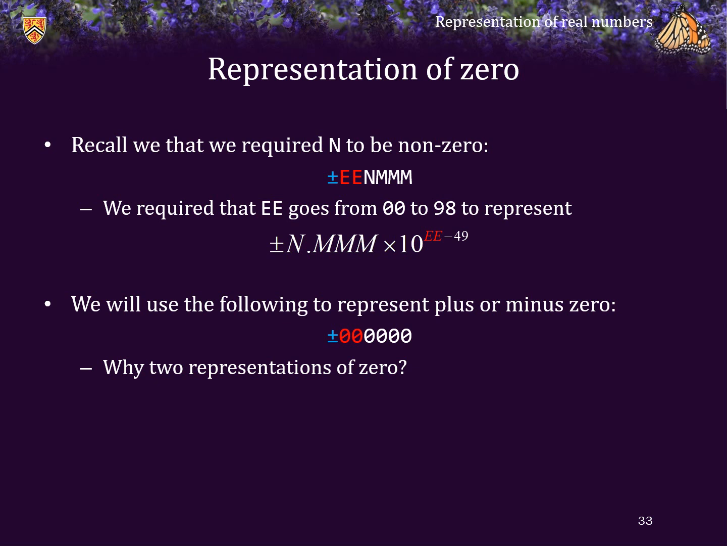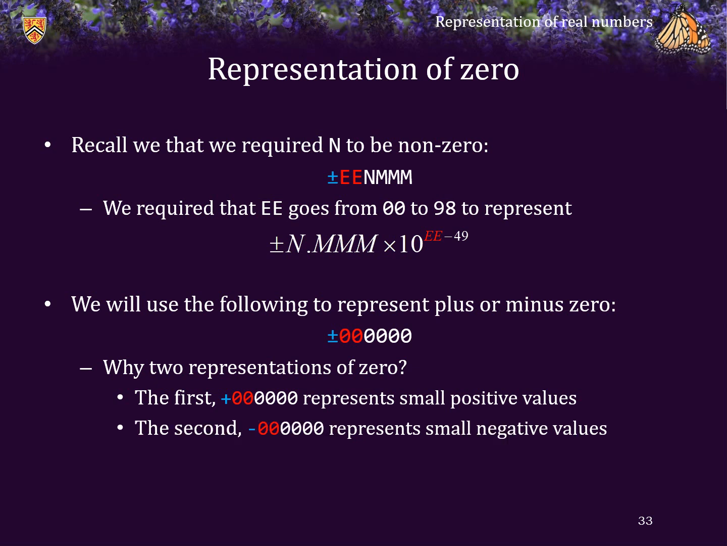After all, with integers in your previous course on the fundamentals of programming, you saw that we used 2's complement to get rid of the second representation of zero. Well, we're going to use plus zero to represent small positive values. So suppose we had a value like positive 10 to the negative 107. That value cannot be stored in our representation, but it is positive. Negative zero is going to represent very small negative values like negative 10 to the 110. Negative 10 to the exponent 110 cannot be represented in this format, and therefore it will be represented by negative zero.